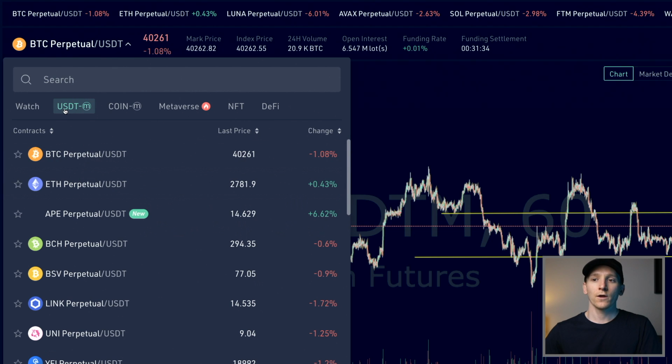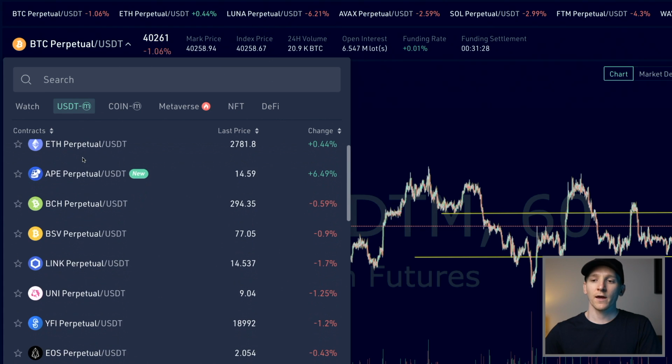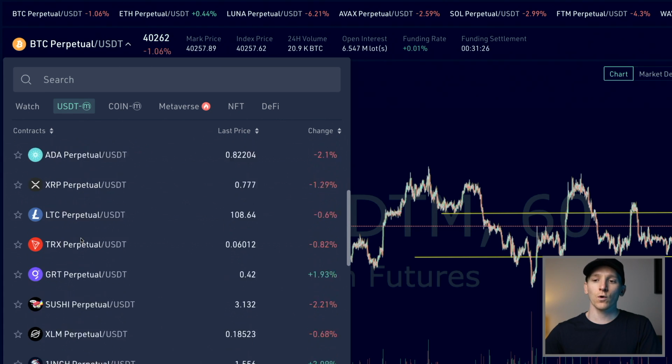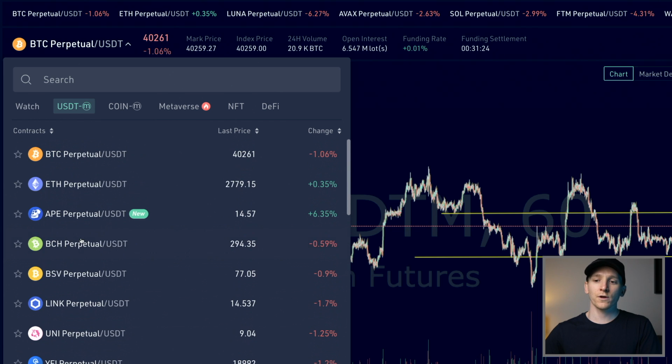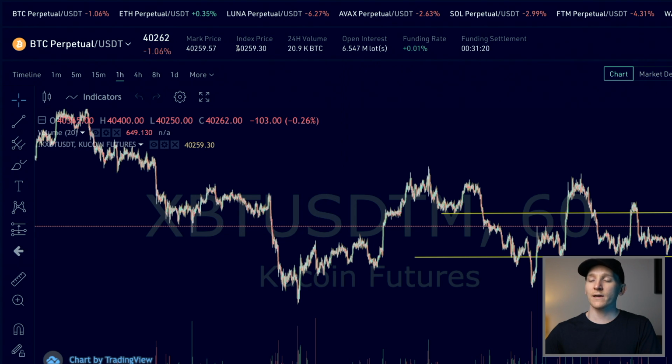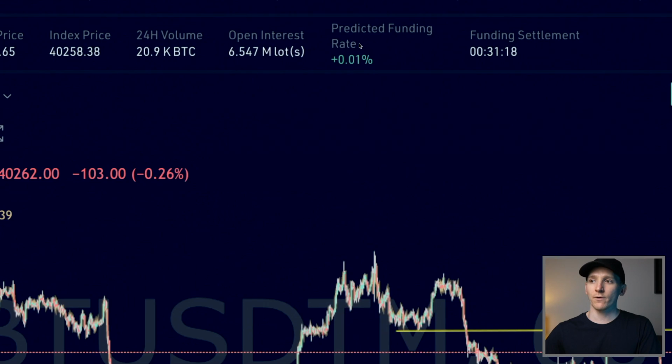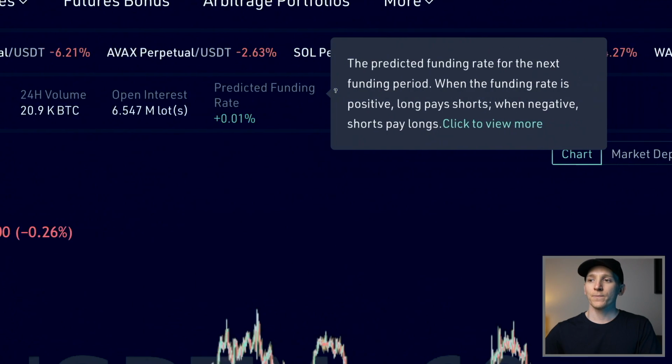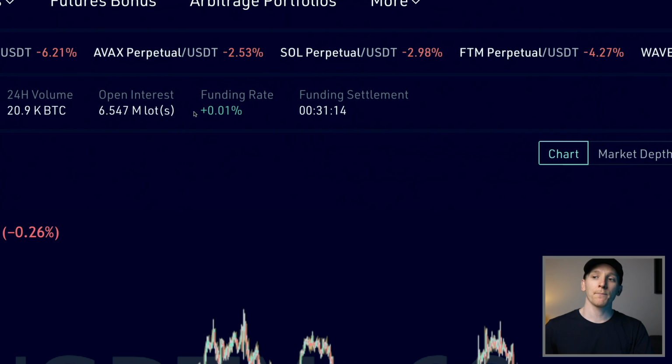And you can see either USDT margined or coin margined right here. We'll just stick on the US dollar tether margin futures, and you can see all the different types of coins that they support. So you can trade all of these coins in the futures market. What we really need to understand is the funding rate, and you can see that here. This is the predicted funding rate, which is plus 0.01%.